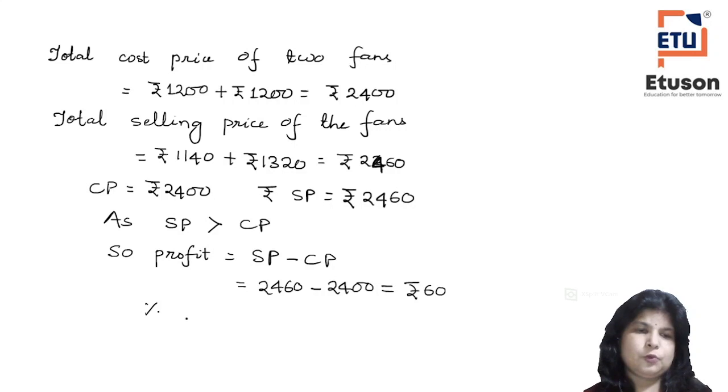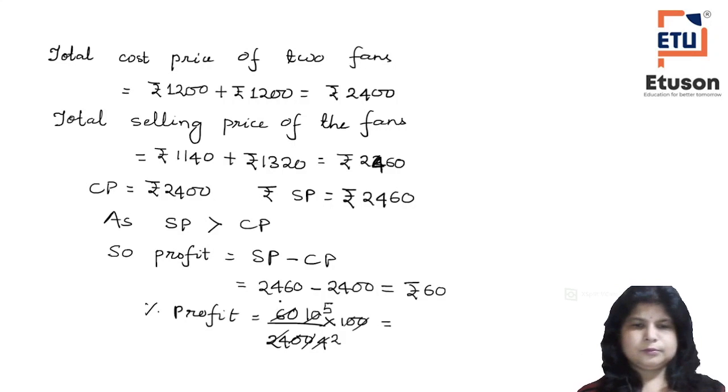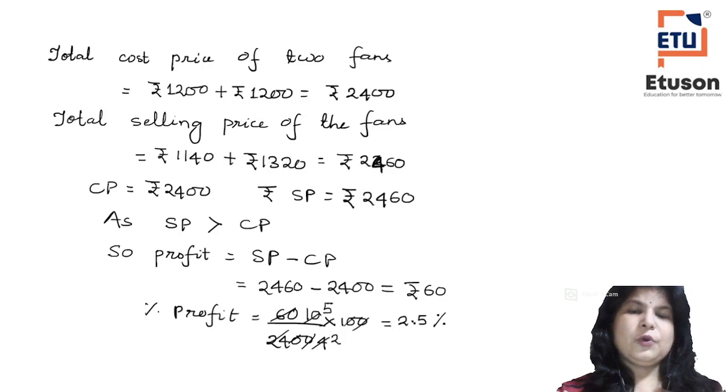Right? So again, if you want to find out the percentage of profit, the same method, that is 60 divided by 2400 into 100. This is divisible by 6, so this becomes 10 and 4, again 5 by 2, so this is equal to 2.5 percentage. Correct, children? Hope you have understood.